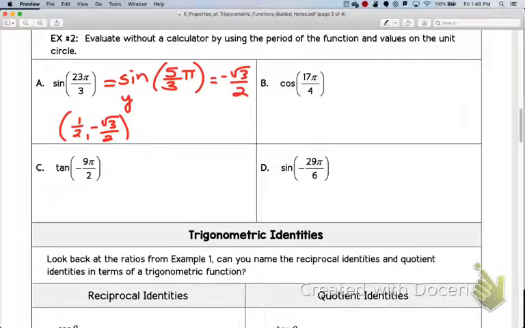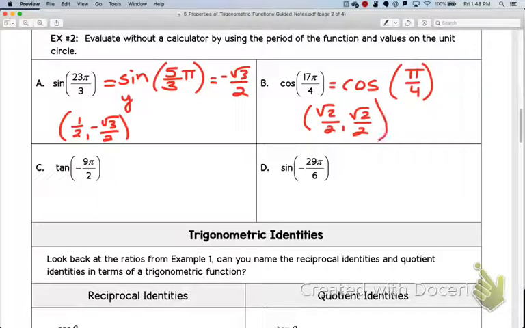Cosine of 17/4 pi. So again, I do the same thing: 17/4 minus 2, minus 2, minus 2, as many as it needs to get to between 0 and 2 pi. That gets me to cosine of pi over 4. That puts me in quadrant 1, at root 2 over 2, root 2 over 2. Cosine is our x, so my answer is the square root of 2 over 2.